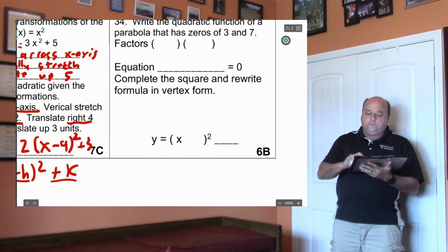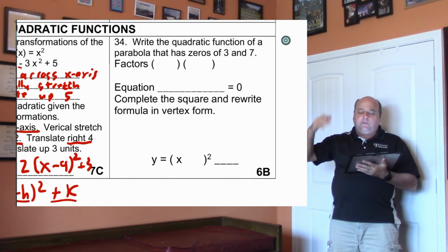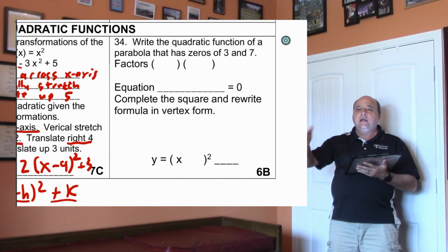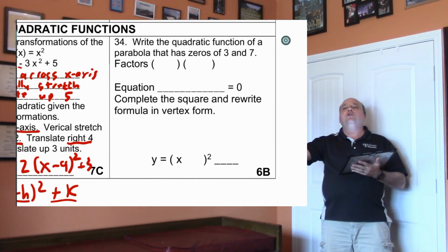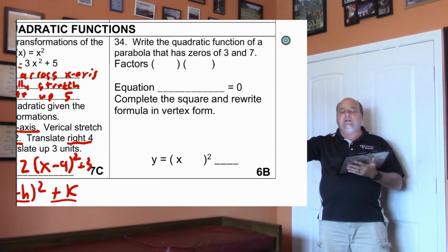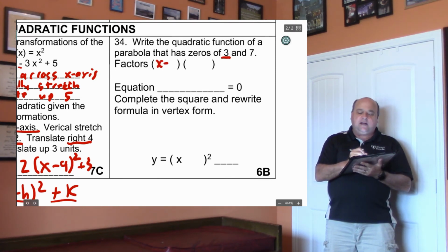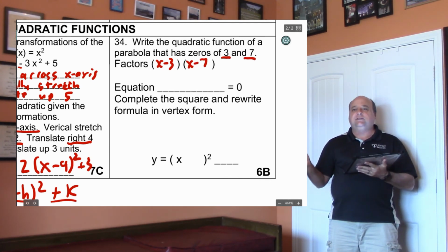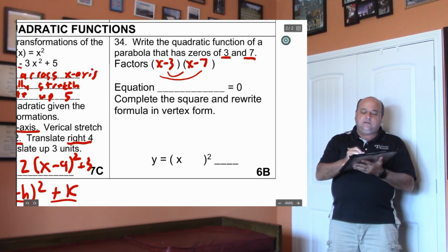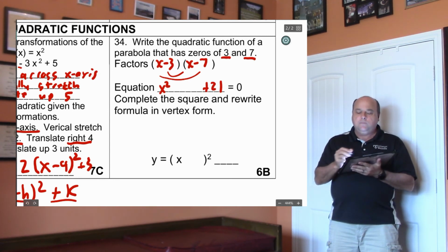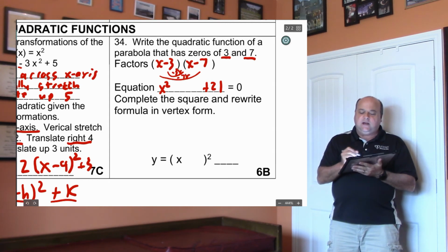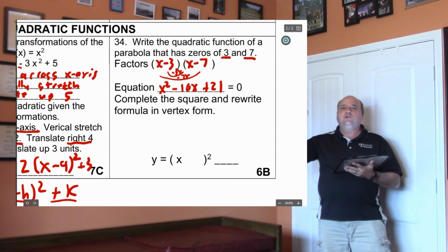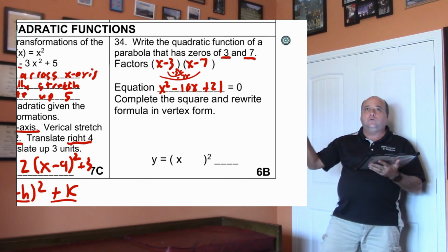Now then, let's go to 34. Write the quadratic function of a parabola that has zeros of 3 and 7. These are the x-intercepts. Remember, your zeros and your factors are opposites. So if my zero is 3, my factor is going to be x minus 3. If my zero is 7, my factor will be x minus 7. Now then, I could multiply these and get my answer, right? So x times x is x squared. Negative 3 times negative 7 is a plus 21. And then a negative 3x and a minus 7x is minus 10x, right? So x squared minus 10x plus 21 equals 0.